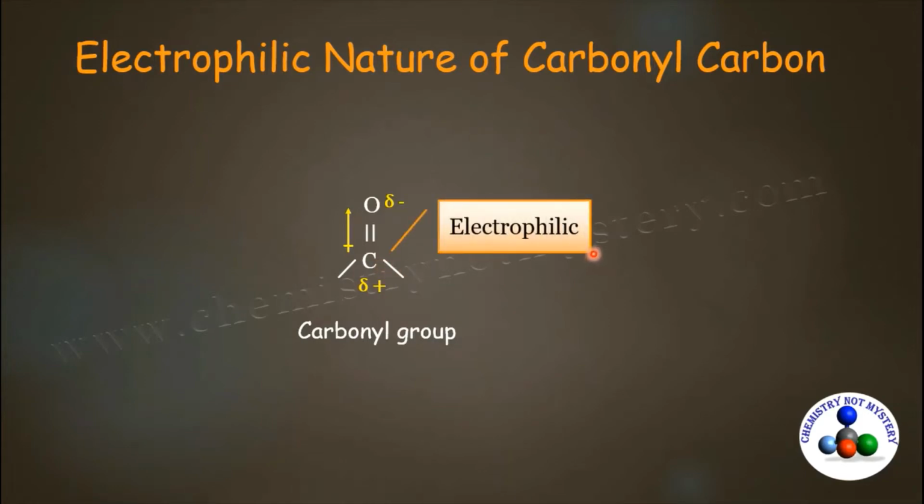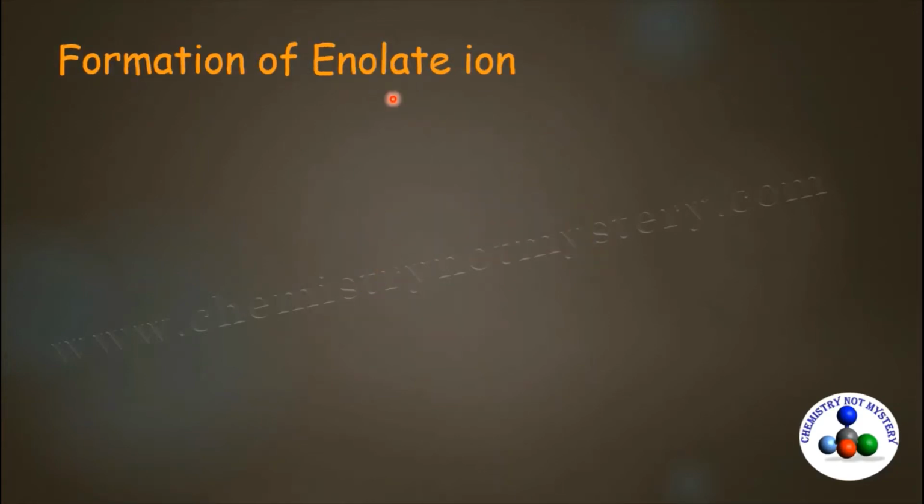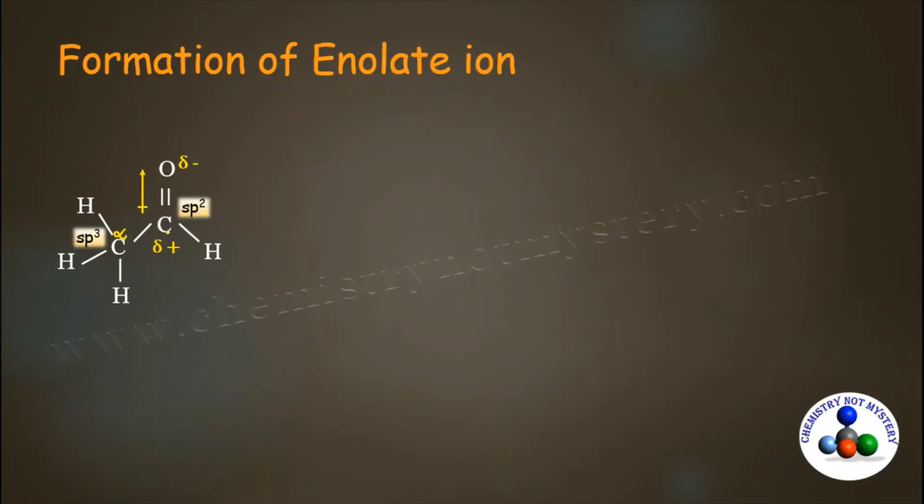Now come to the formation of the nucleophile, that is enolate ion. So let's take the example of an aldehyde. This is the carbonyl carbon. One valency of the carbonyl carbon here is satisfied with hydrogen and the other valency is satisfied with the methyl group. Carbon that is bonded with the carbonyl carbon is the alpha carbon. This alpha carbon has formed 4 sigma bonds, so the hybridization will be sp3. And this carbonyl carbon has formed 3 sigma bonds, so the hybridization will be sp2.